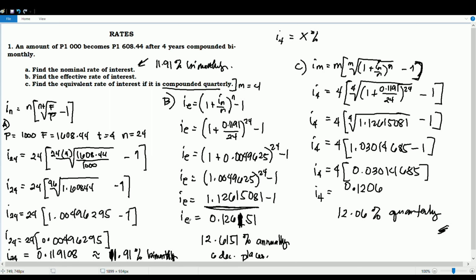Now, our 11.91% bi-monthly, 12.6151% annually, and 12.06% quarterly will give the same amount of interest for these 3 rates if our principal is 1,000 within a term of 4 years.